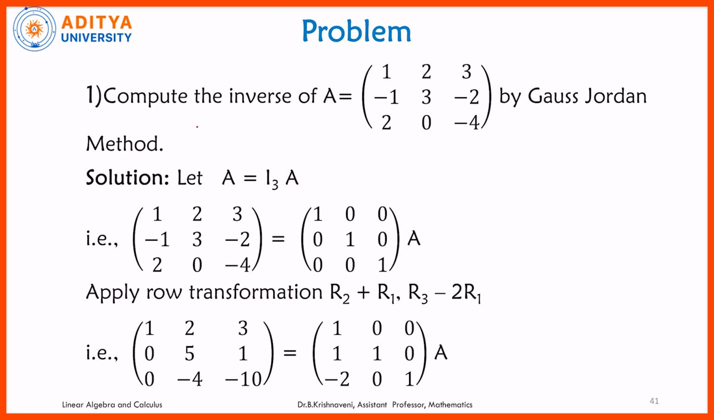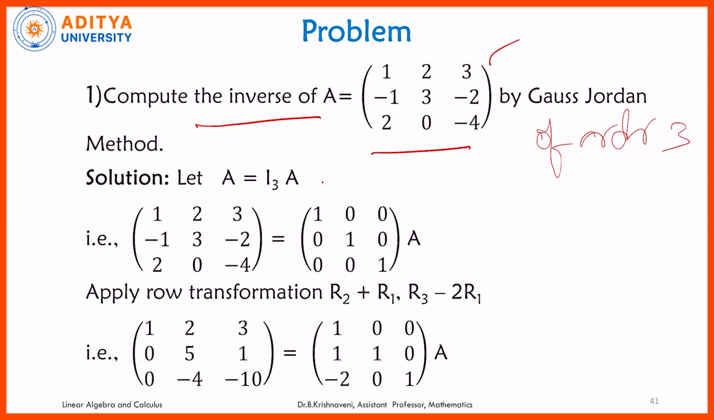Now let us see how to do this using this question. Compute the inverse of A equal to 1 2 3, minus 1 3 minus 2, 2 0 minus 4 by the Gauss-Jordan method. Here A is of order 3.